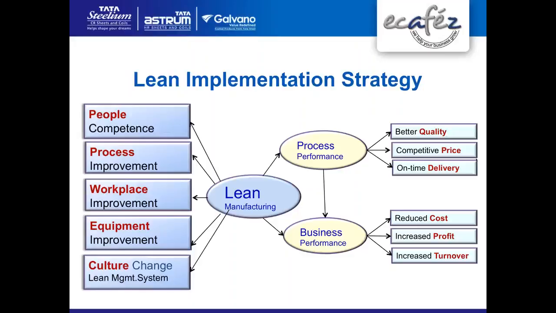After this model is completed, the people competence has to be improved. Then your process improvement has to be made so that it is capable of delivering what the customer wants. Then the workplace has to be improved by 5S. Your equipment availability has to be improved. And finally, the culture has to be changed. So this is the model. In these five areas, changes and improvements are done.